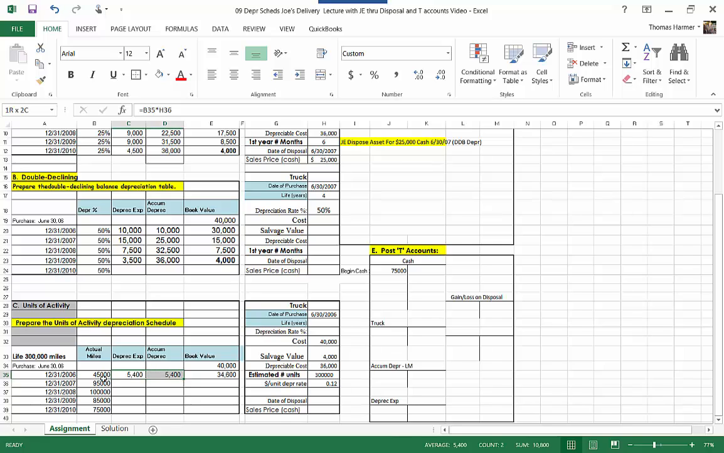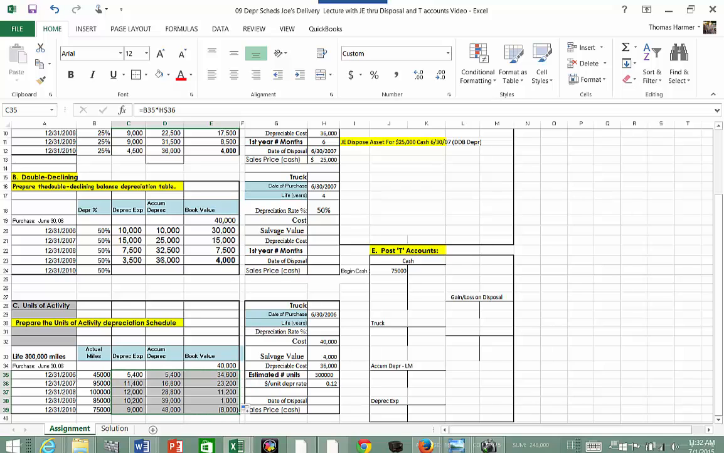So now I got to anchor that 0.12, that's column H. So I'm going to anchor on that row 36. Boom, now I can copy down this formula all the way down. Okay, aha.